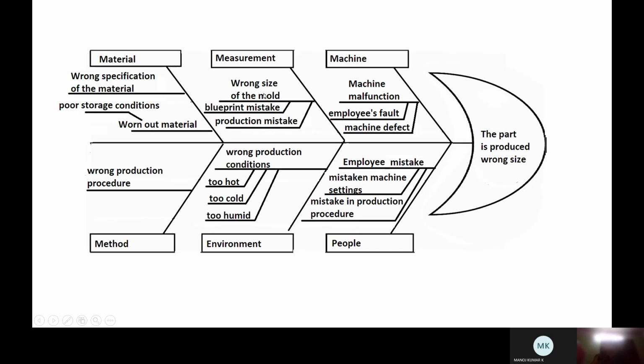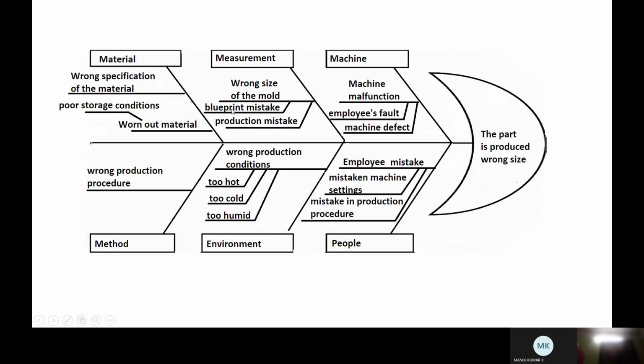This I think I was teaching casting. When you want to make a casting, you convert the metal into molten metal, and then you pour them into the cavity. That is called mold. So that mold is wrong size means then naturally the product will be wrong size. So wrong size of the mold.